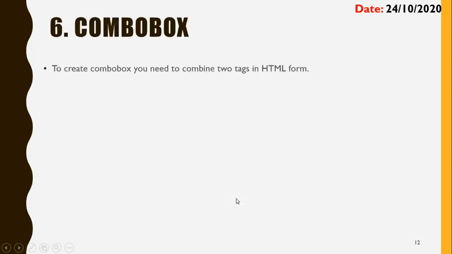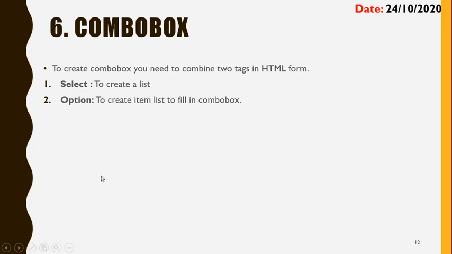And the sixth one is the combo box. The combo box is a combination of select and option. To create a combo box, you have to combine two tags. First, you have to select the information. From the information there are options, and from the options you have to select one. Select means to create a list. First, you have to create a list of what type of information you are going to give to the user. Then you have to create the list to fill in the form. Okay, so look at the example here.